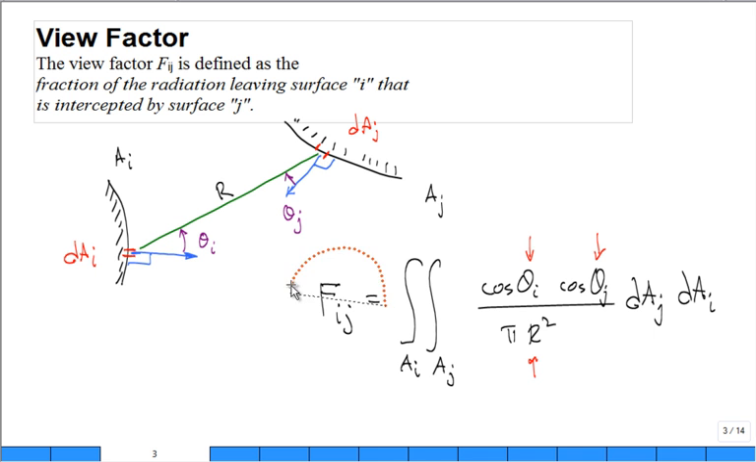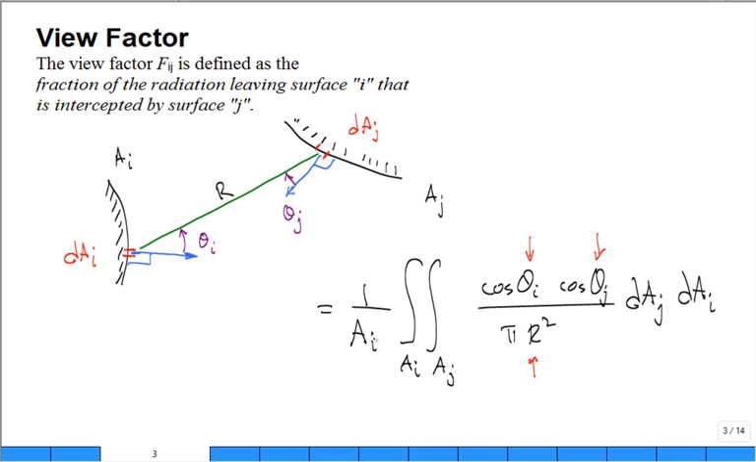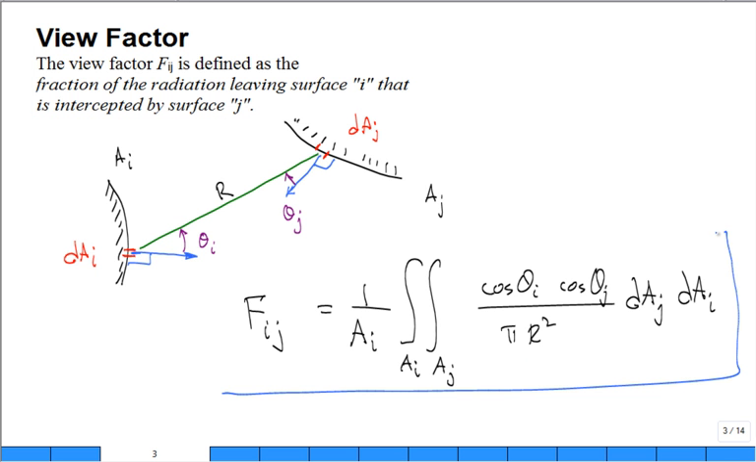Okay, it won't let me scoot it over. I'll just erase it then. I left out, it's 1 over A_i times that double area integral. That's the view factor I to j. So this is the most important equation, or one of the most important equations in this chapter. It's how do I calculate that fraction?